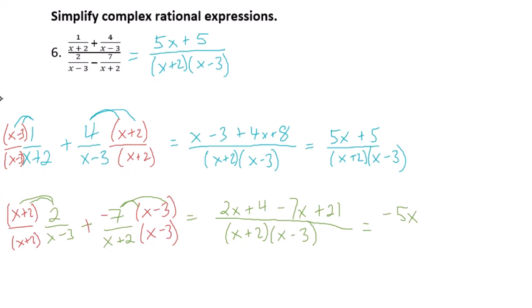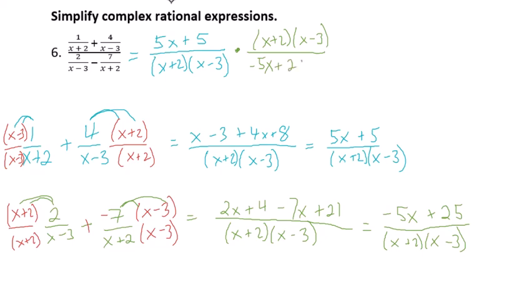And 4 plus 21 would be a plus 25 over (x plus 2)(x minus 3). So that I'm going to change to multiplication. And just like before, what's on top goes to the bottom and bottom goes on top. So x plus 2, x minus 3, and negative 5x plus 25.